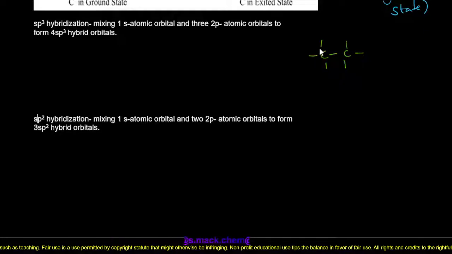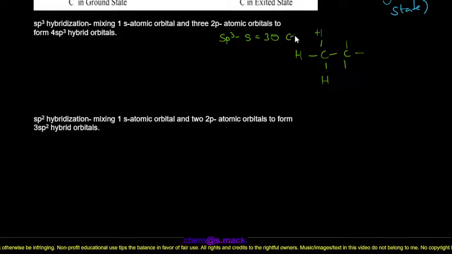So each carbon atom will form sigma bonds with 3 hydrogen atoms, right? So each sp3 orbital will overlap with the s orbital of a hydrogen atom. This gives rise to 3 sigma bonds, which is 3 sigma carbon to hydrogen. And both carbon atoms will bond to each other via the overlap of 2 sp3 hybrid atomic orbitals.